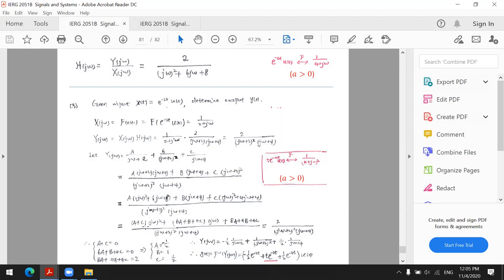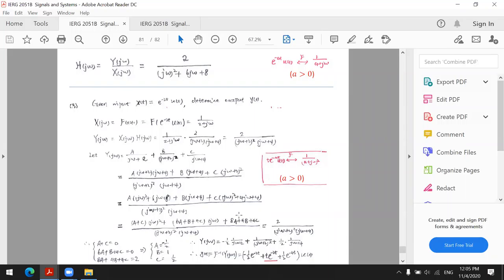And we combine the coefficients for jω squared, which has A and C. There's no jω squared for B, so that's only A plus C. For jω, it has 6A, right? 6 times A. It has B, just 1B, and 4 times C. For the constant term, it has 8 times A, 4 times B, 4 times C.